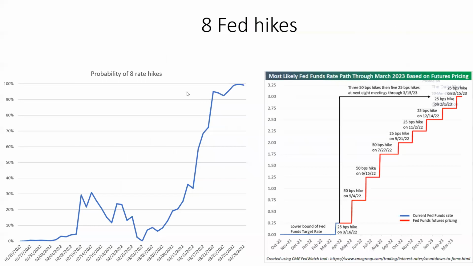So this comes from, on the left side of the graph, you have historically the probability of rate hikes from now until December at each point in time. So the probability of 8 rate hikes, that's basically 25 basis points per rate hike, means that the Fed funds rate would be at 2%. And the probability that the Fed funds rate is 2% is close to 100% by December.